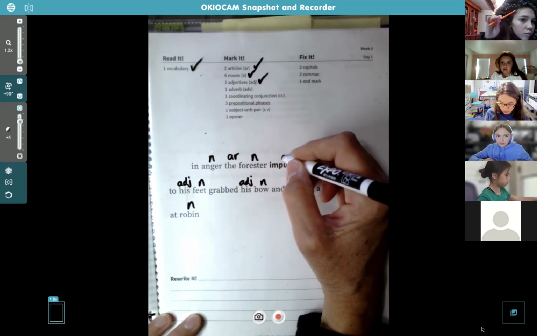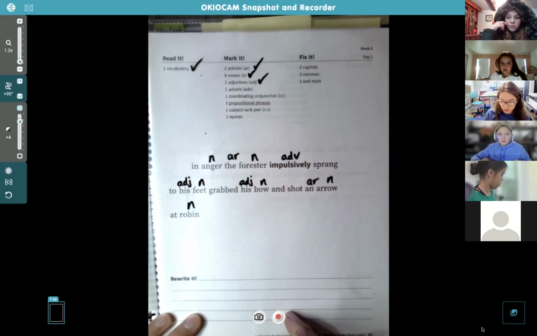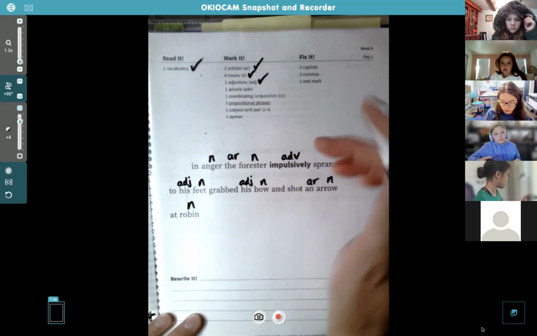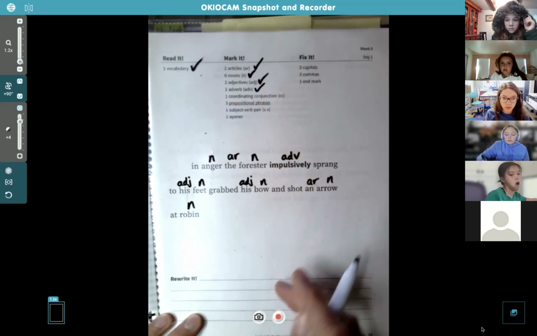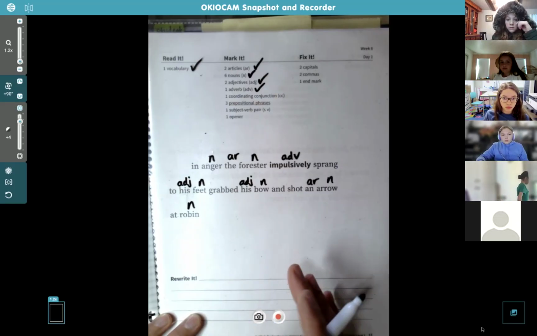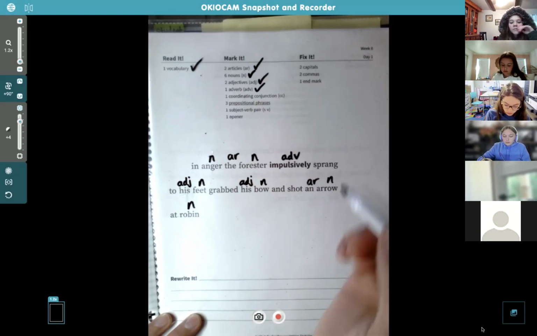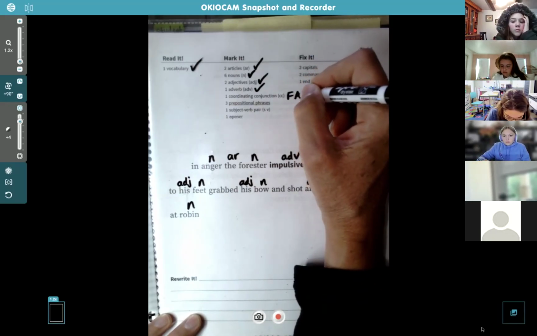Impulsively. Yes, good. So this one's easy to spot because it does have the ly. Most of the time it does. But yes, that's the adverb. And Eliana, are you writing this down? Make sure you write this down, okay? And then the coordinating conjunction, Chloe, that's the fanboys. You guys remember those fanboys?